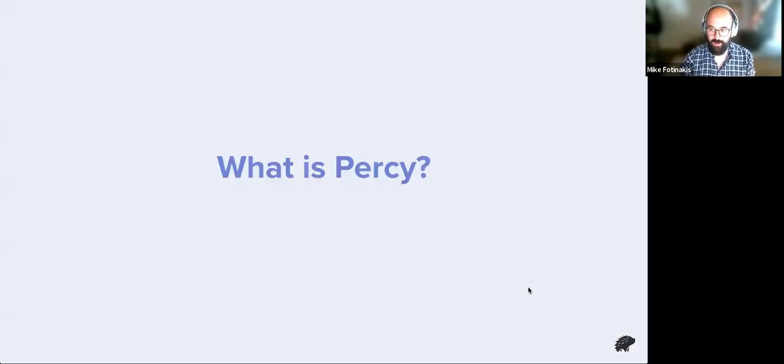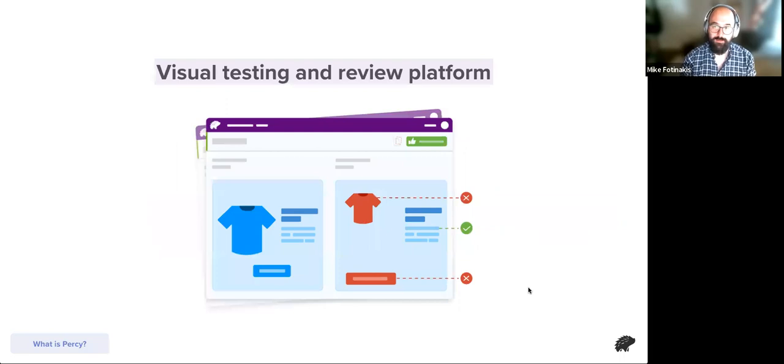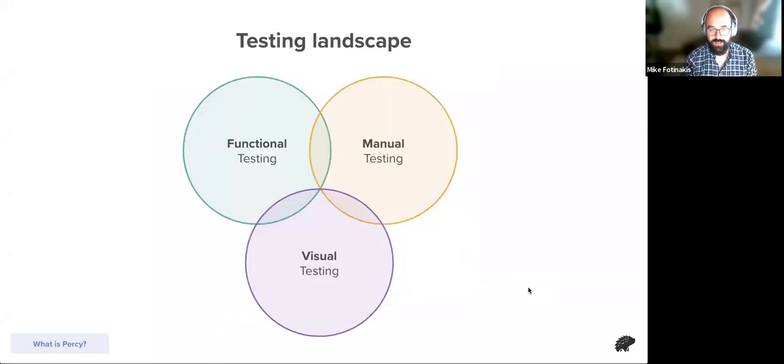So quick lightning round on what is Percy. Percy is a visual testing and review platform. So what does that mean? Well, we think of visual testing kind of like this. There's lots of different realms of testing, right? Like you can do a lot of manual testing, boot up devices, just test something on your phone, test something on your browser. You can use BrowserStack Live to test things on hundreds of devices and different operating systems and real devices in the real cloud.